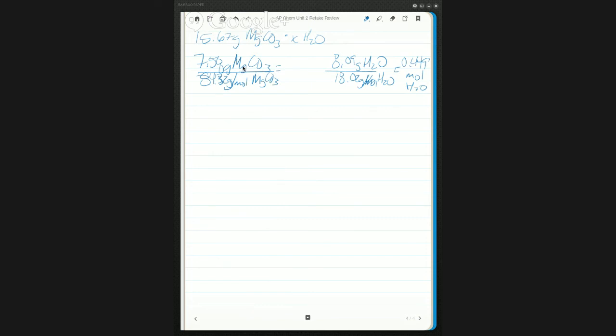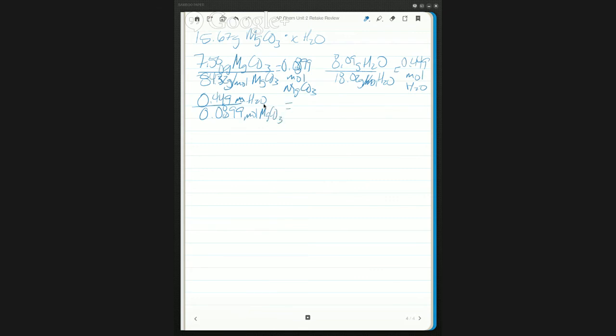So 7.58 divided by 84.32, and I get 0.0899 moles of magnesium carbonate. Okay, we divide the larger one by the smaller one. 0.449 divided by 0.0899, and this is the moles of H2O over the moles of MgCO3.